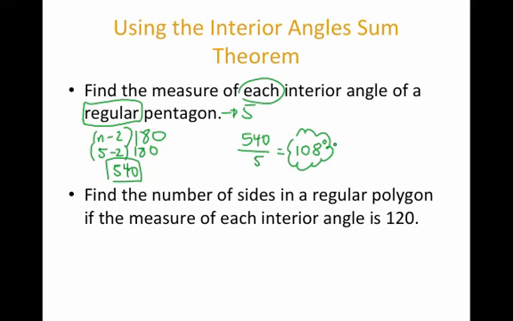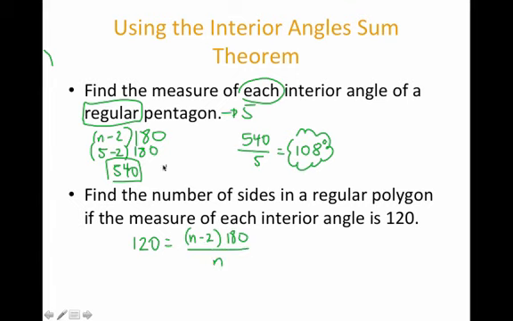And the last kind of problem that you're going to encounter on using the interior angle sum theorem is a problem like this, where we want to find the number of sides in a regular polygon if the measure of each interior angle is 120. So let's think here. If each angle is 120 degrees, that should equal whatever n minus 2 times 180, remember that's the sum of all the angles, divided by n, the number of angles.